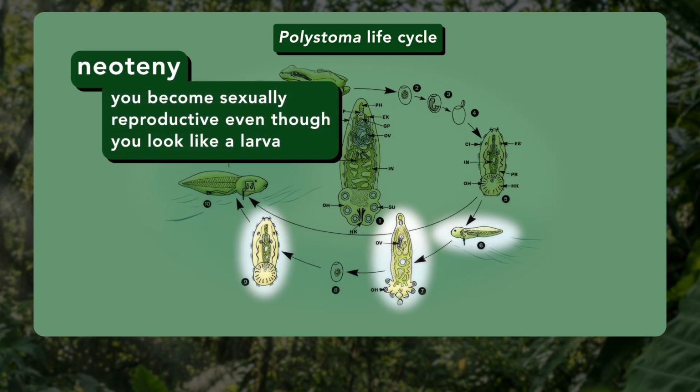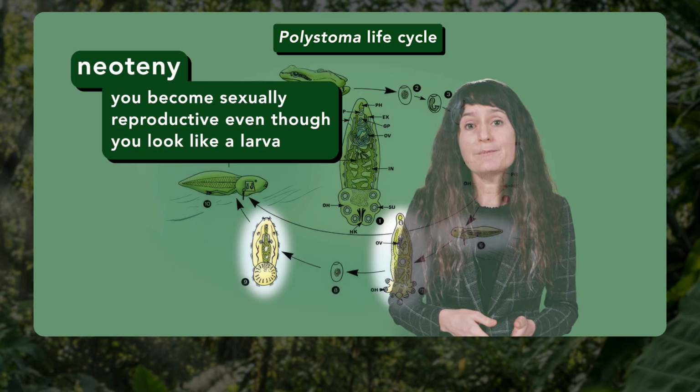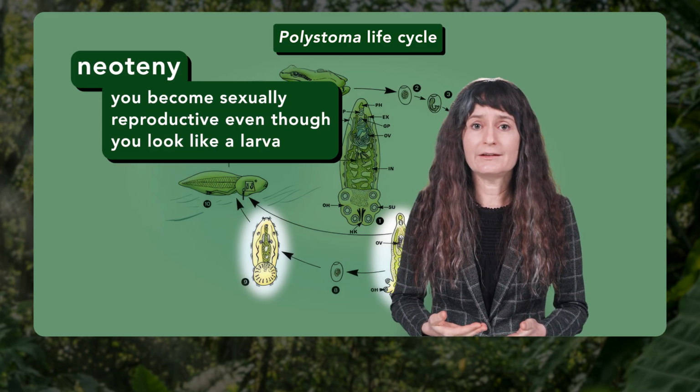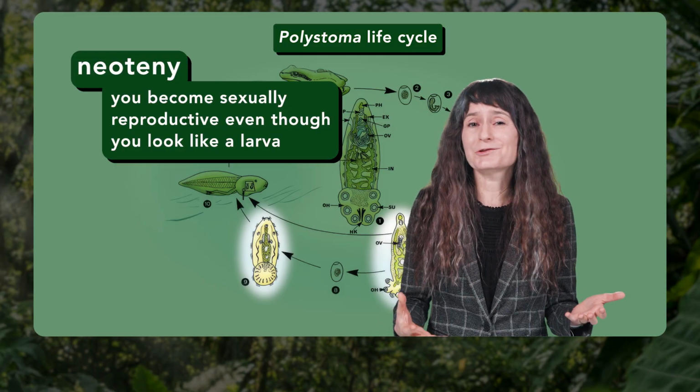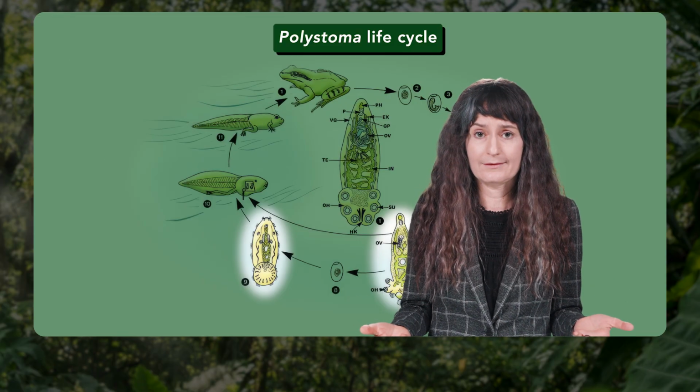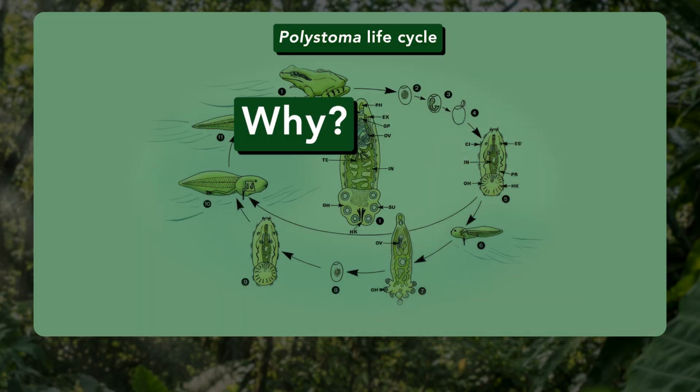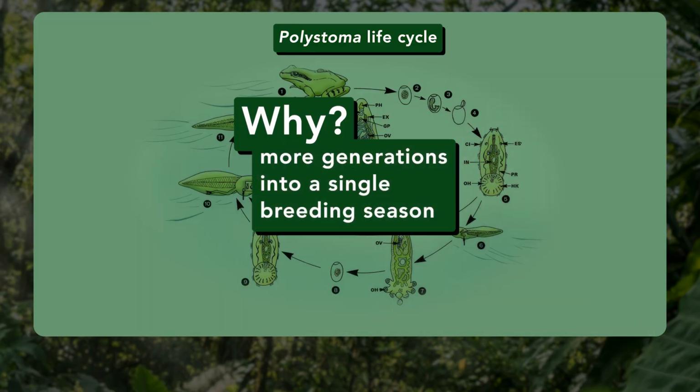Neoteny is the process where you become sexually reproductive even though you still look like a larva. So it's basically a way of short-circuiting the life cycle and amping up sexual reproduction in a larval parasite where no sexual reproduction is supposed to be taking place. Why? Well, it's a way of getting more reproductive bouts, more generations into a single breeding season, and therefore producing more offspring and maximizing your fitness.